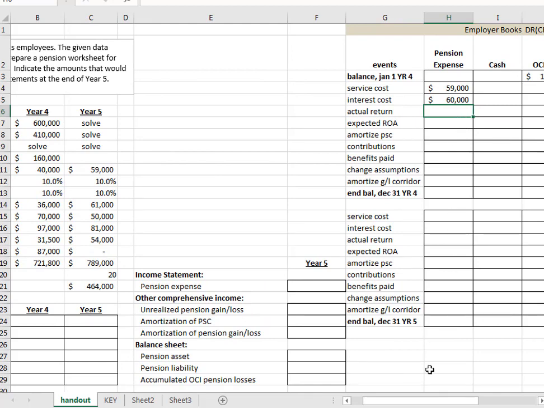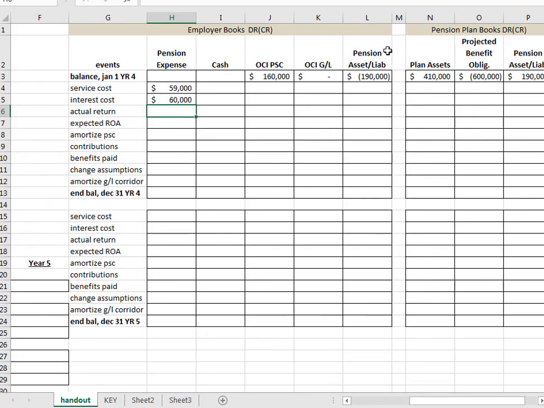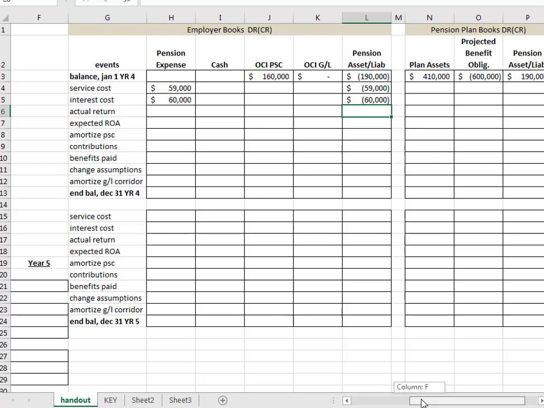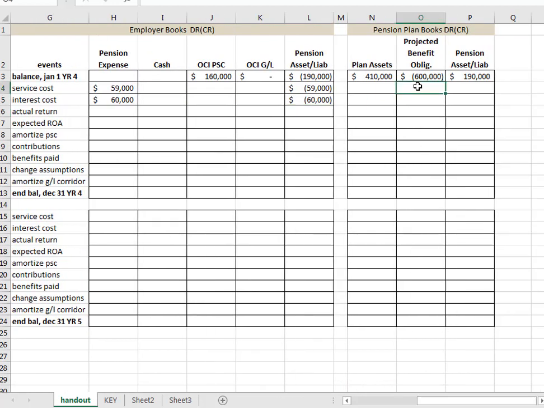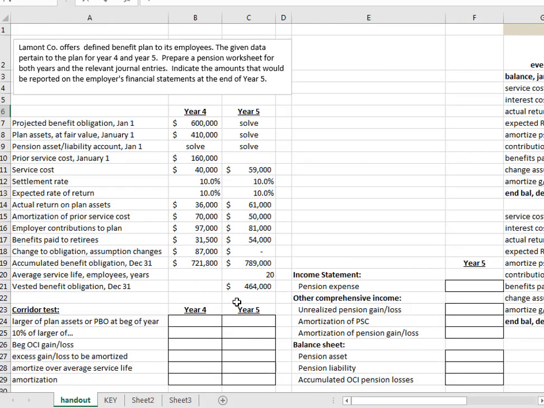And then we can go ahead and finish those entries. The other side of those, so a debit to pension expense for both of those. The other side of that is a credit to the pension asset liability account. And both of those increase the liability, so a credit increases the liability for the pension obligation. All right, and then the actual return increases the plan assets on the pension side of things.